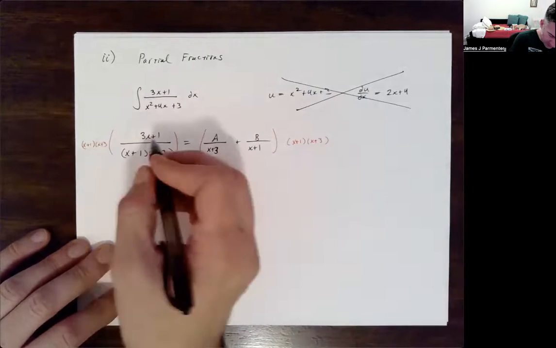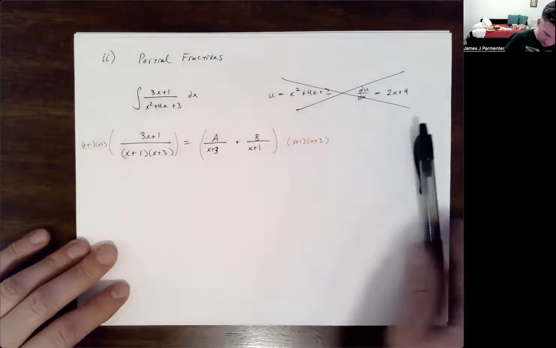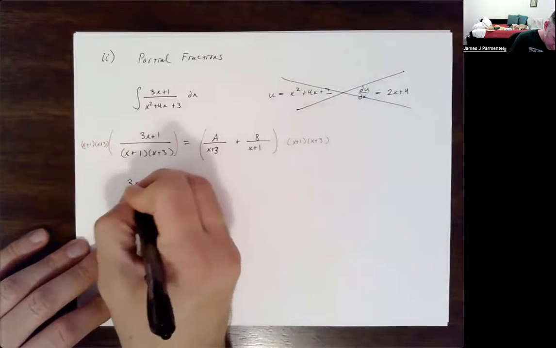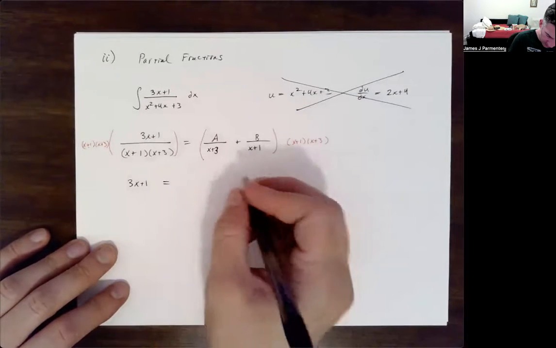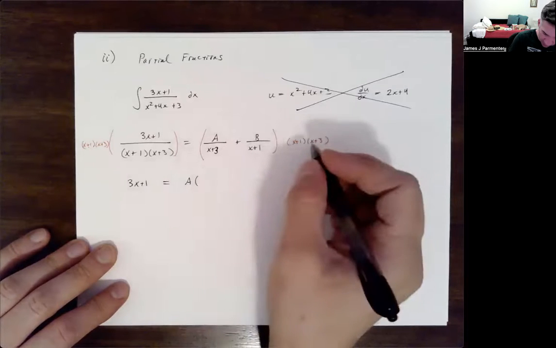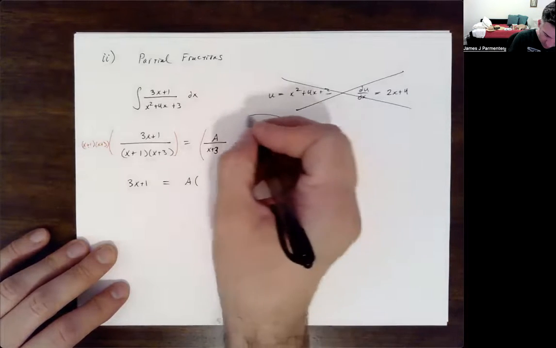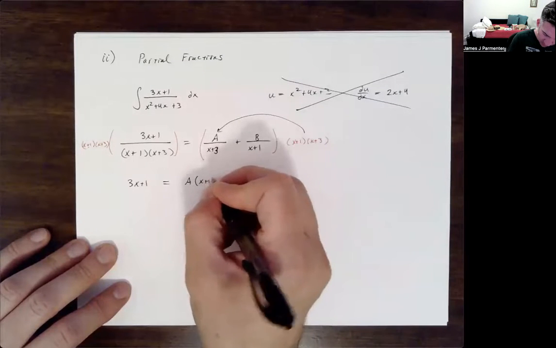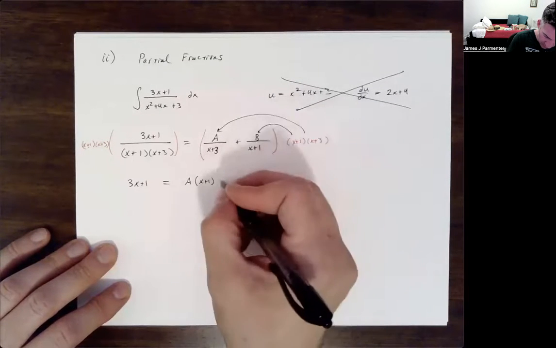So on the left-hand side, that and that just cancel out. I'm left with the numerator 3x plus 1. On the right-hand side, we're going to get a times, well, if we distribute this here, the x plus 3's cancel, and we get a times x plus 1. We distribute here, we get b times x plus 3.